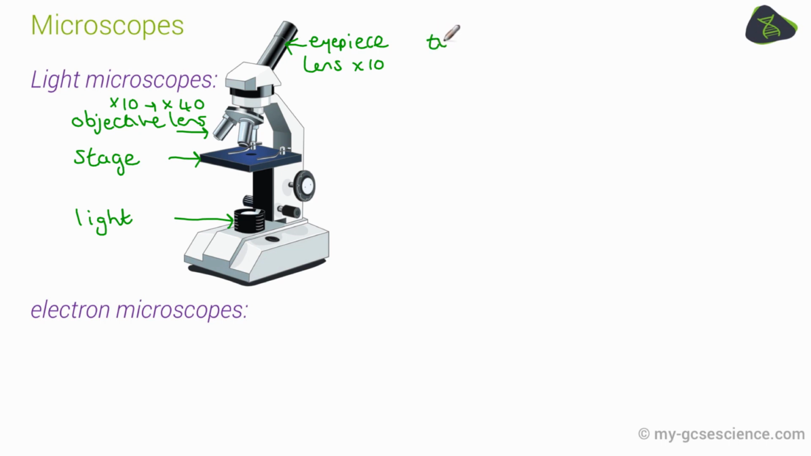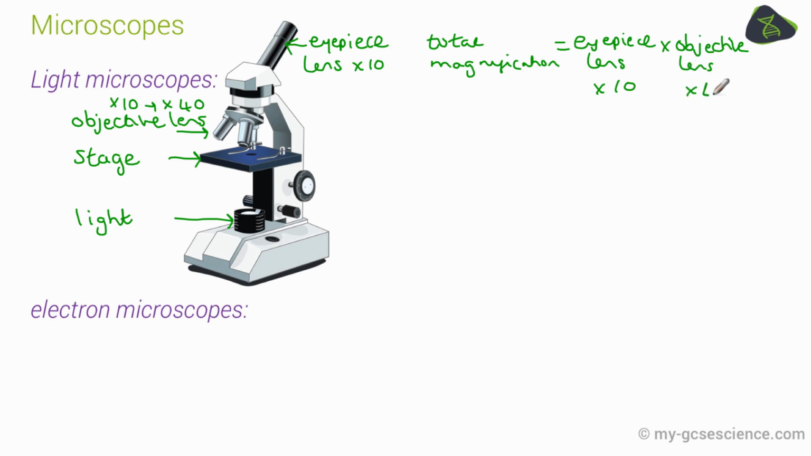So the total magnification of a light microscope, if I just write that down here, total magnification is the sum of the eyepiece lens and the objective lens. So if eyepiece lenses tend to be times 10, and the maximum objective lens you can get on a school light microscope is 40, the total magnification of a light microscope is times 400. So the image that you see could potentially be 400 times bigger than what it actually is.